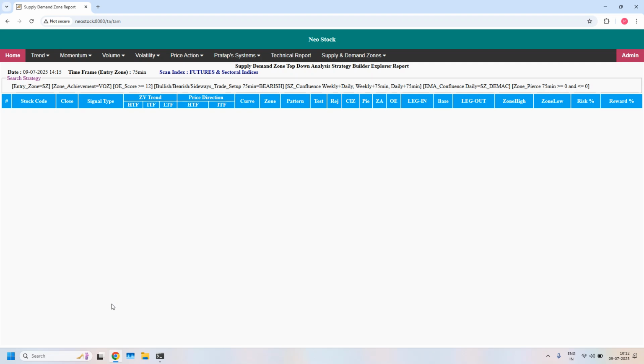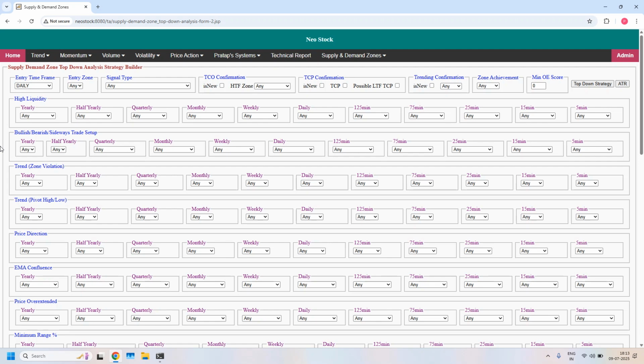Okay, this is about weekly income trade, the bearish trade setup. Next, we will look into daily income trade reports. Daily income trade entry time frame is 15 minutes. Entry zone demand zone, bullish, bearish or sideways trade setup parameter at 15 minutes. I am selecting sideways long.